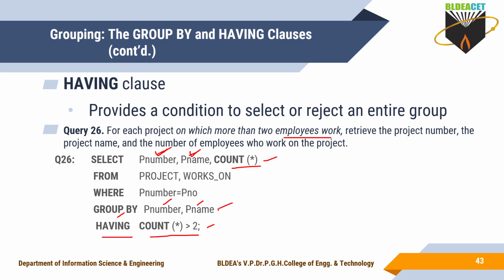After grouping the tuples as subtuples, if you want to apply any condition on those subtuples, that is possible by using the having clause. Is it clear now? Thank you.